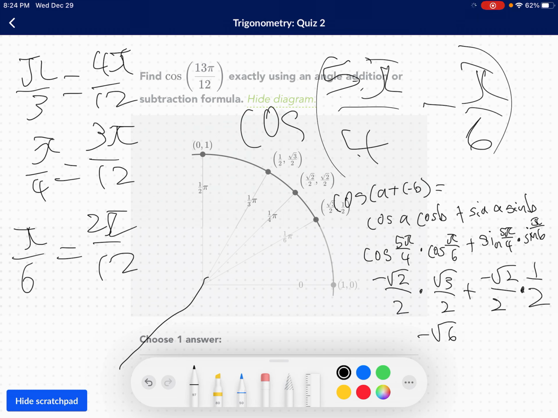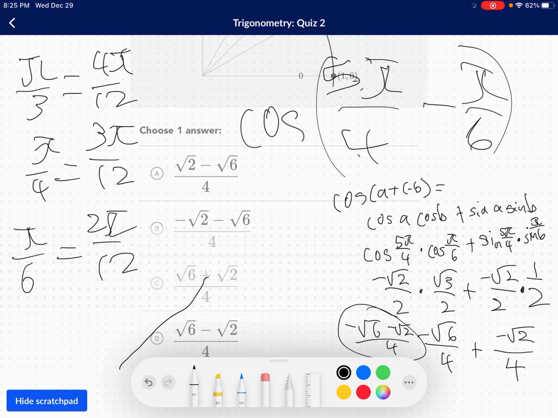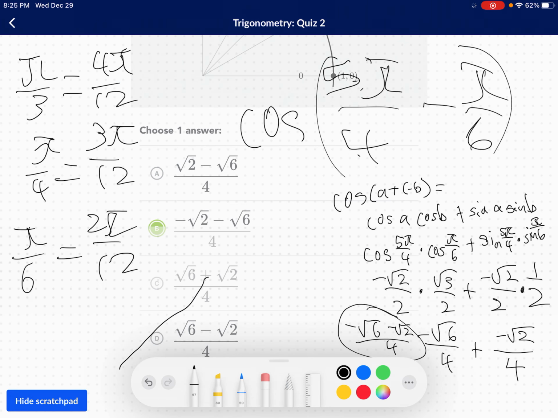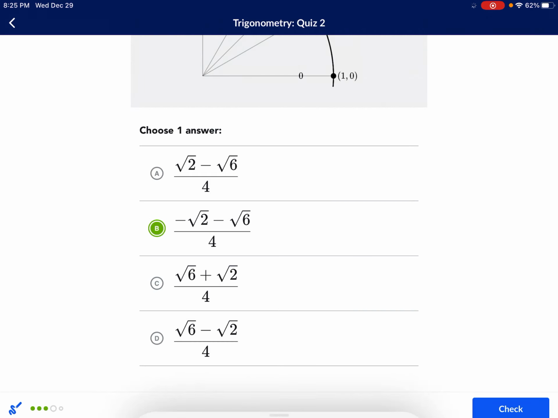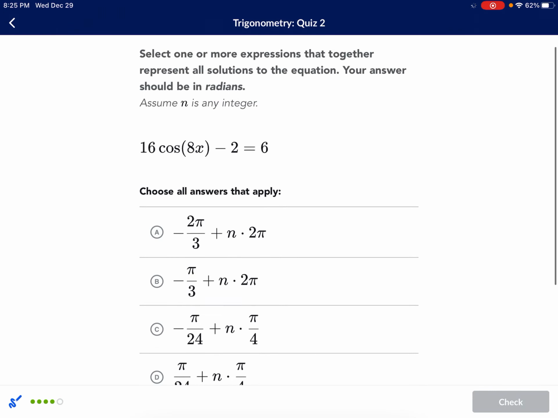That's a half. So it's negative root 6 over 4 plus negative root 2 over 4. That's negative root 6 minus root 2 over 4. Hopefully that's on there. Negative root 6 minus root 2. This is this, right? Yeah. Nice.